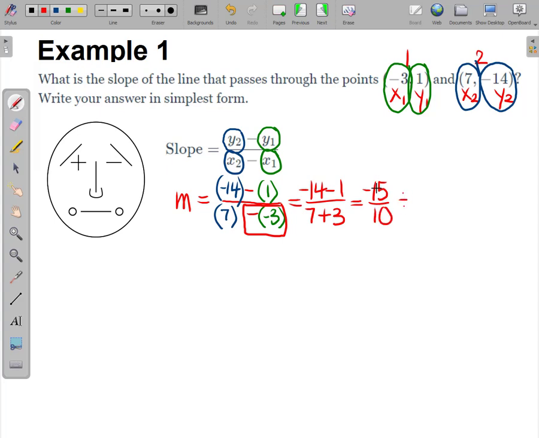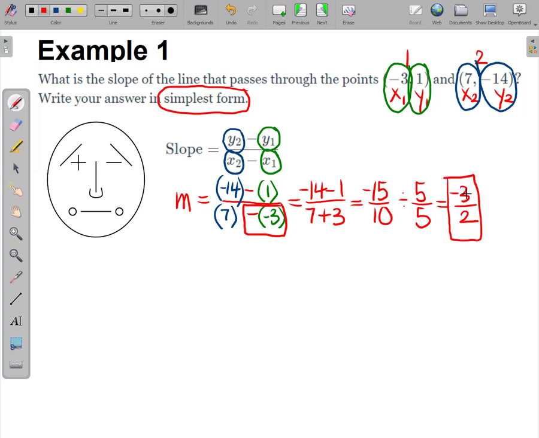And then let's see, I can divide. They did say over here that we have to simplify. I'm going to divide -15 and 10 both by the number 5 because we want to reduce it. -15 divided by 5 is -3, and 10 divided by 5 is 2, so the simplified slope is -3 over 2.